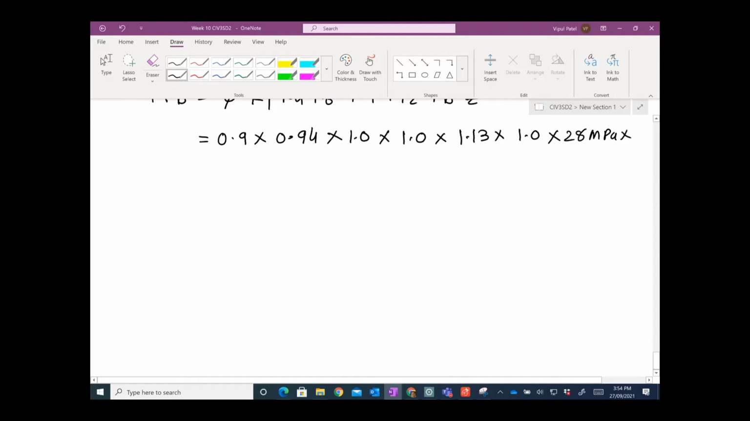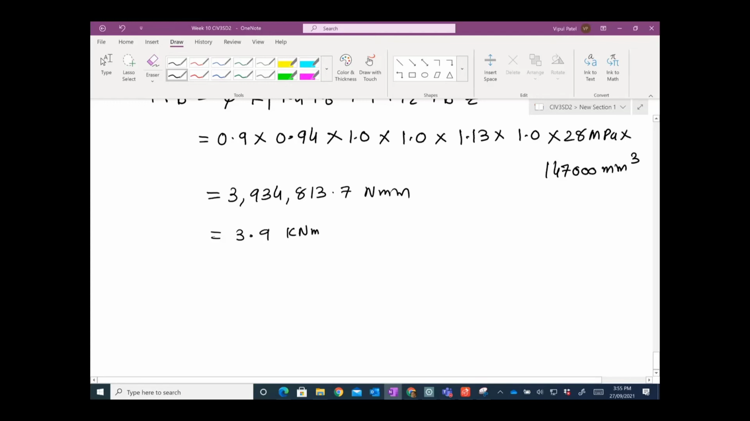28 megapascals times 147,000 millimeters cubed. If you multiply all these values, let me plug it into my calculator: 0.9 times 0.94 times 1.13 times 28 times 147,000, you get 3,938,13.7 newton millimeters.